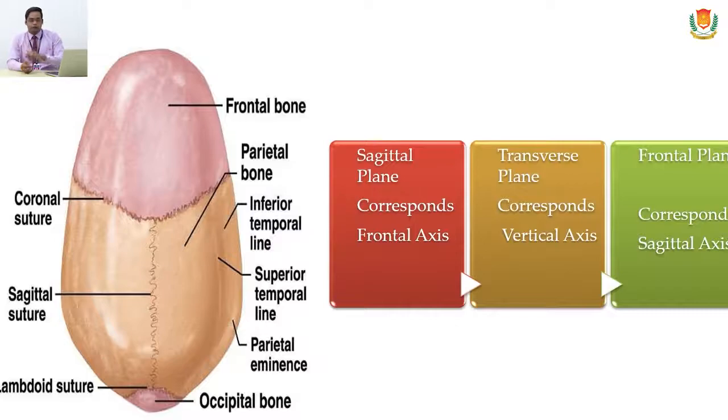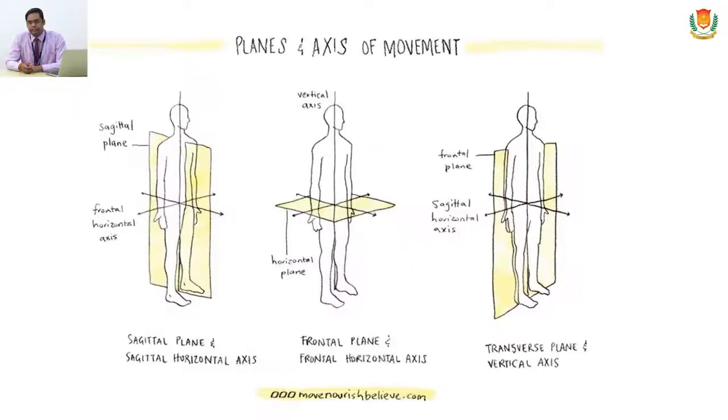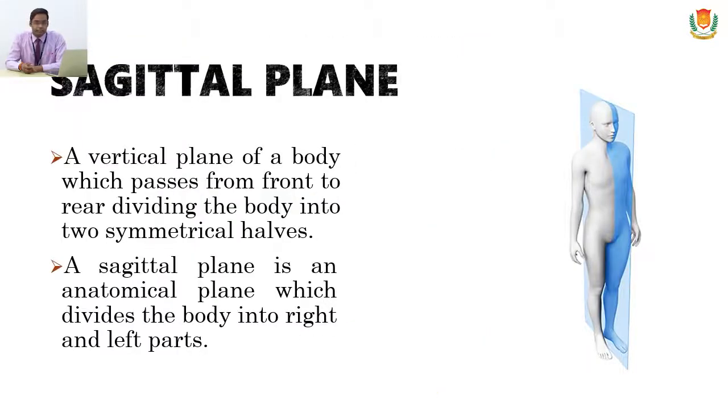So, coming to our first type: the first type of plane is the sagittal plane. Always remember one small thing. Suppose this is a plane that divides the body into two equal halves, left and right. A plane which comes from the center like this and divides the body into left and right. Always remember, it is an imaginary plane. It's not a physical plane.